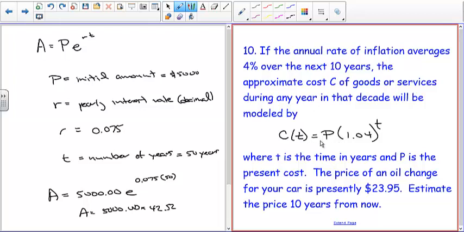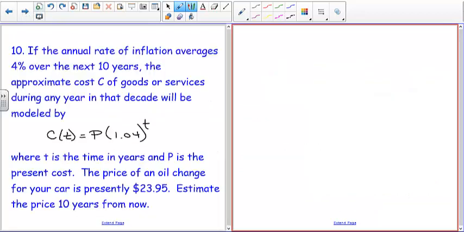So this is my exponential equation. P is the amount that is presently valued. This reflects the inflation rate, 1 plus the decimal equivalent of the inflation percentage. T is the number of years. It says the price of an oil change in your car is presently $23.95. Estimate how much it'll cost to have your oil changed in 10 years. And it's not a better oil change, it's the same oil change. It's just because of inflation.